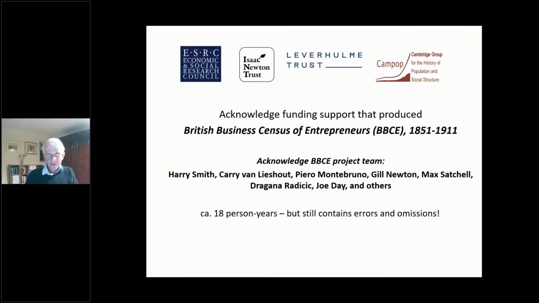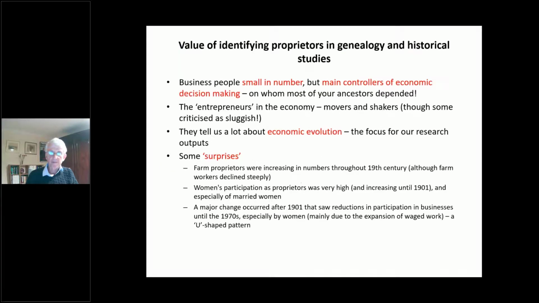It's still not complete. It contains errors and omissions, so there's a disclaimer on this, but we think it's pretty good for other researchers to use now. Now, the value of using proprietors as a source for looking at the economic past is that although they're small in number, business people are a minority of the population, a small minority, they are the main controllers of a lot of economic decision making.